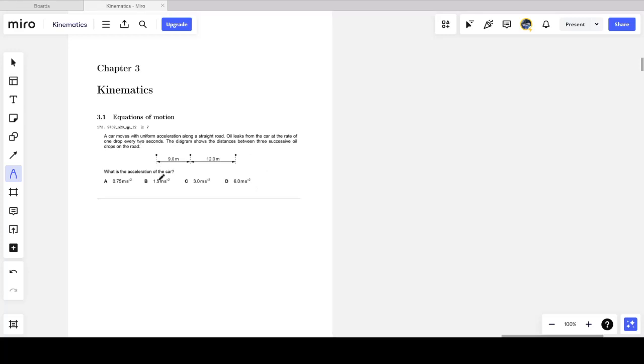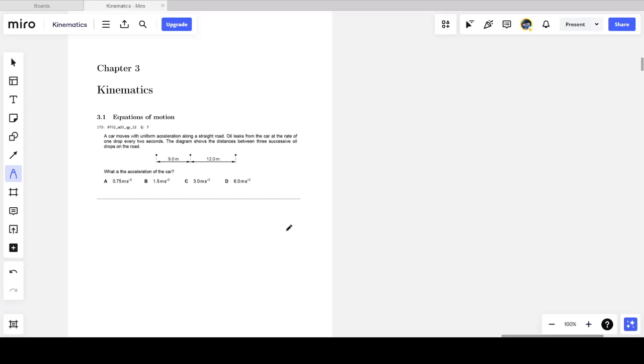So the first question, 173, comes from the March 2020 exam. Subject code is in front, 9702. It comes from question paper 1, variant 2, and it's question 7. We're told that a car moves with uniform acceleration along a straight road. Oil leaks from the car at the rate of 1 drop every 2 seconds. The diagram shows the distances between 3 successive oil drops on the road.